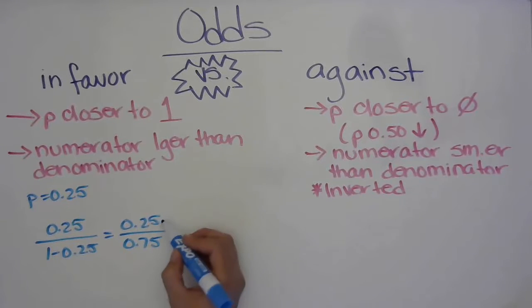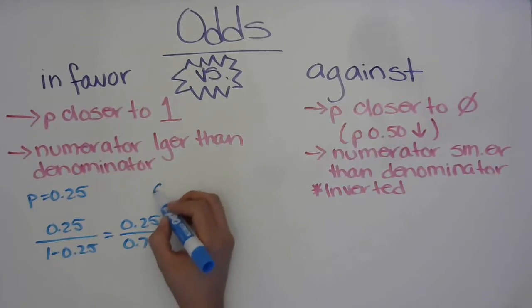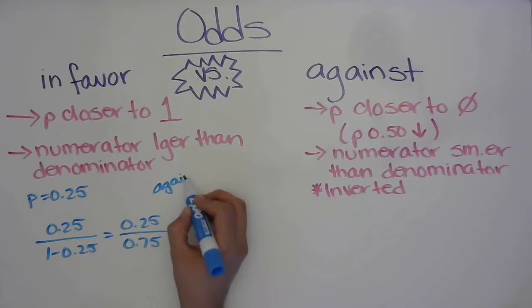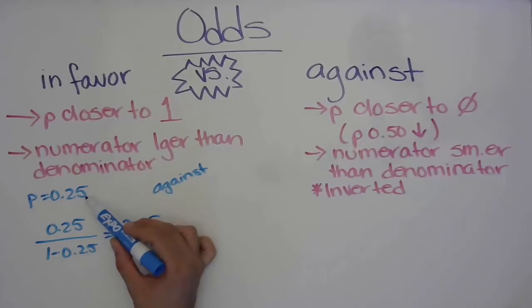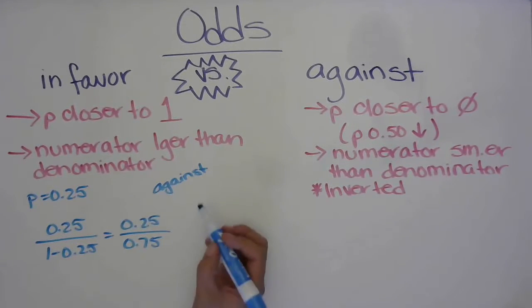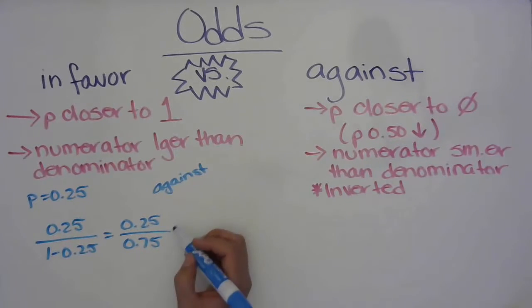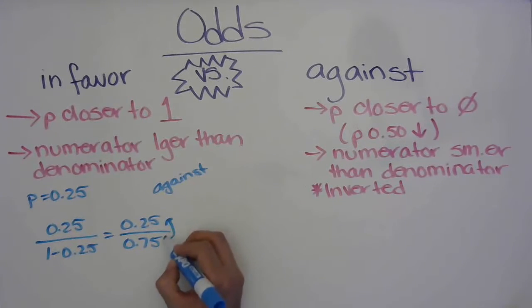Okay, now our numerator is smaller than our denominator, so that means that we are dealing with odds against, and then we can also see that our probability is less than 0.50, so that also tells us that we're dealing with odds against. Okay, so since we're dealing with odds against, we are going to go ahead and invert this.